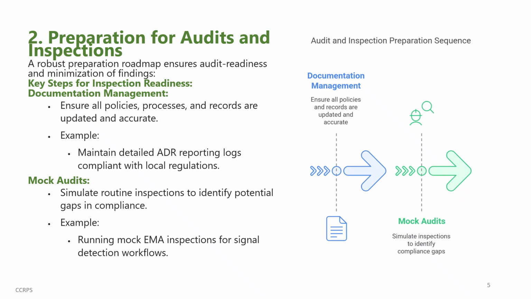Preparation for audits and inspections. A robust preparation roadmap ensures audit readiness and minimization of findings. Some key steps for inspection readiness. Documentation management: to ensure all policies, processes, and records are updated and accurate. For example, maintain detailed adverse drug reaction reporting logs which are compliant with local regulations. Mock audits: simulate routine inspections to identify potential gaps in compliance. Example, running mock EMA inspections for signal detection workflows.